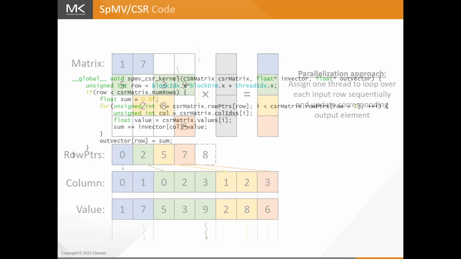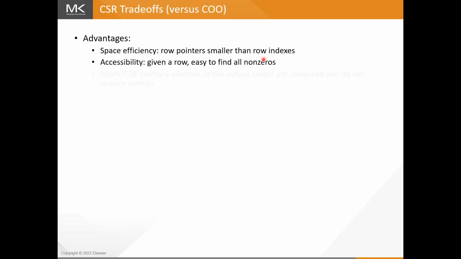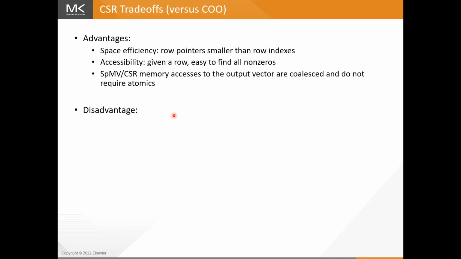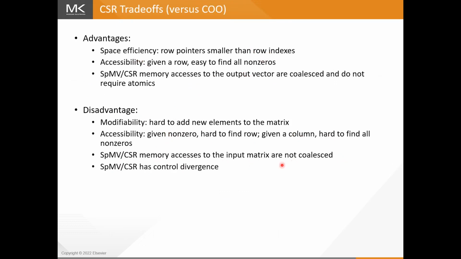Okay, so to recap, this is the code that we wrote, and the trade-offs compared to COO are: it has better space efficiency. Given a row, it's easy to find the non-zeros, and accesses to the output vector are coalesced and do not require atomics. But the disadvantages are it's hard to modify. Given a non-zero, it's hard to find the row. Given a column, it's hard to find the non-zeros in the column. And in SpMV, the memory accesses to the input matrix as well as the input vector are not coalesced, and we have control divergence. So here we had to make a trade-off between atomic operations and memory access pattern and control divergence.